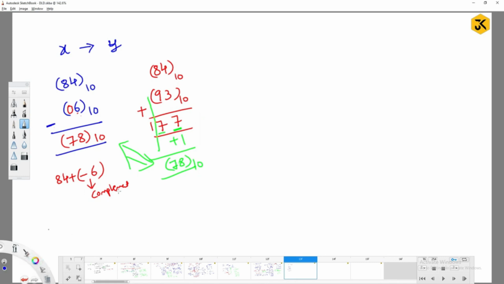Okay. So take one more example, the same number 06 and 84. Both are decimal numbers. I am trying to perform subtraction. What is the result you need to get? Minus 78 base 10. This is the result you need to get. See, observe here.